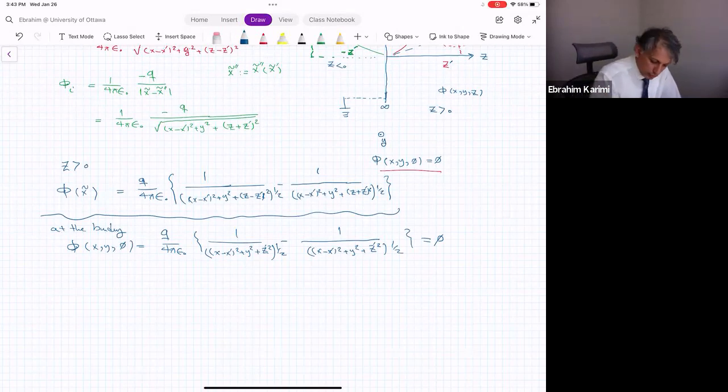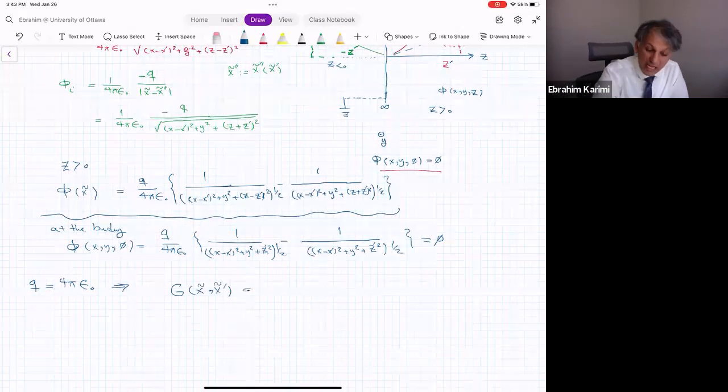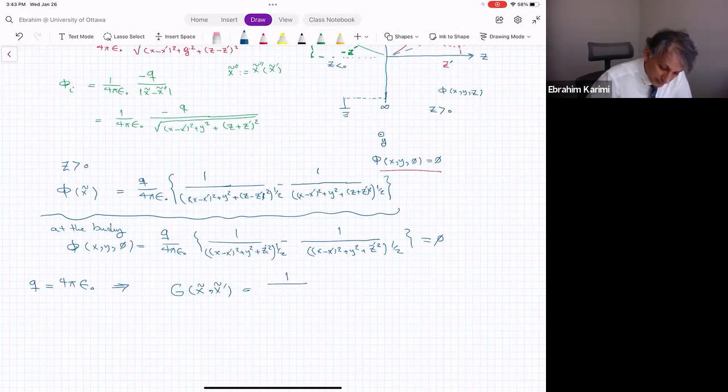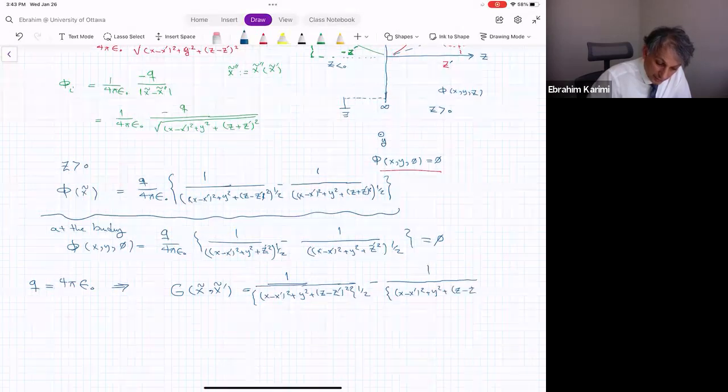Now I will choose q equal to 4 pi epsilon naught, and then G of x and x prime, which I am looking for, due to that charge, is given by 1 divided by the square root of (x minus x prime) to the power of 2 plus y to the power of 2 plus (z minus z prime) to the power of 2, minus 1 divided by the square root of (x minus x prime) to the power of 2 plus y to the power of 2 plus (z plus z prime) to the power of 2. Okay.